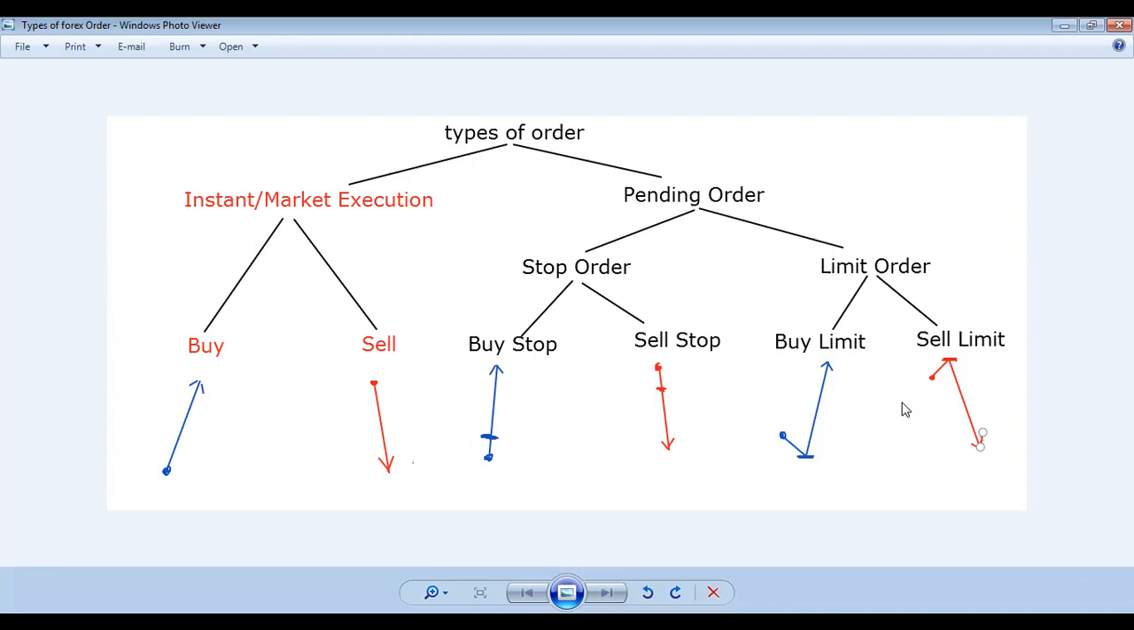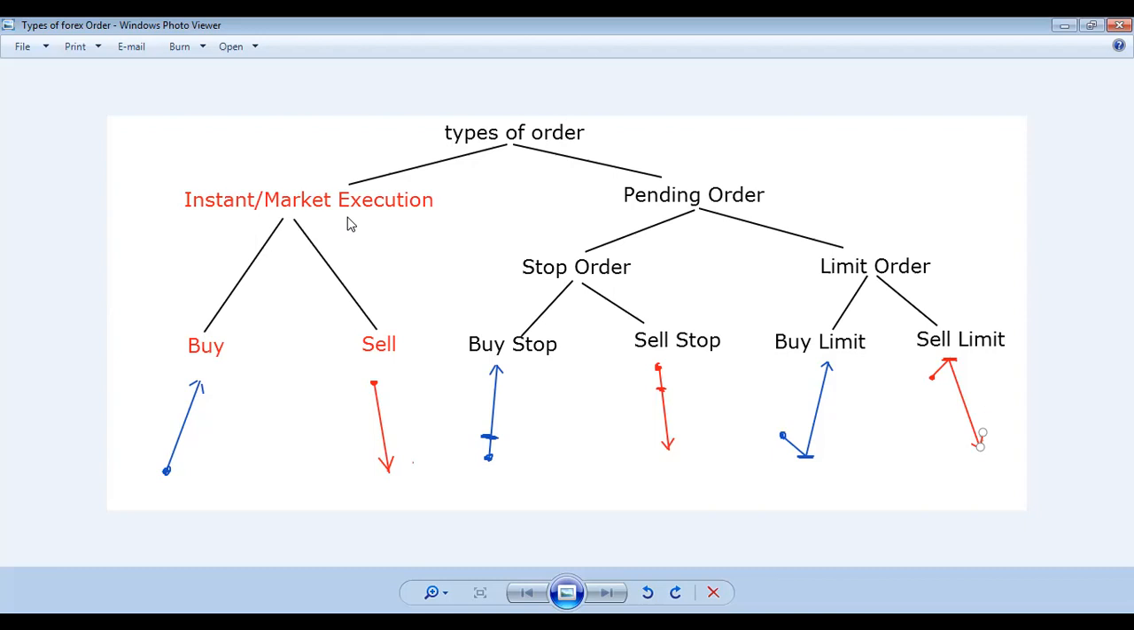So each broker has the MetaTrader 4 or 5 from MetaQuotes Incorporated. Some brokers will have both of them, some will have just one of them. On the MetaTrader 4 or 5, it could be instant execution or market execution. What it implies is that you are taking your trade at the current time. You want your order to be executed immediately at the current price.